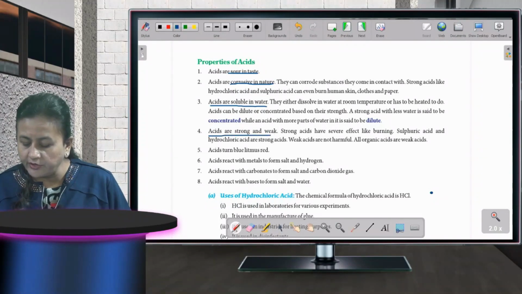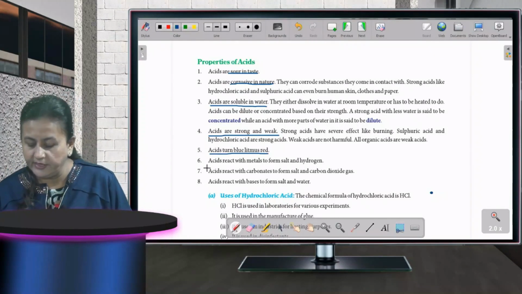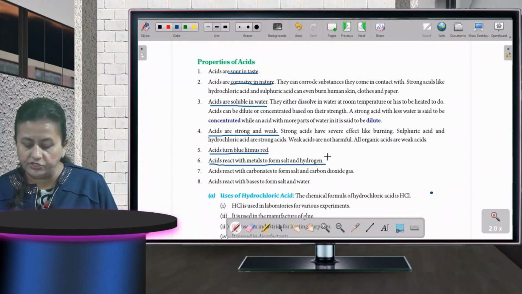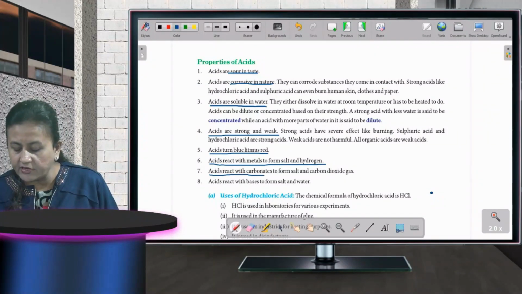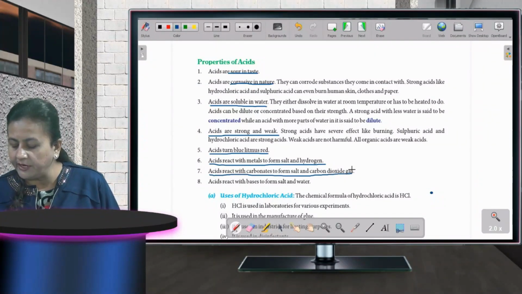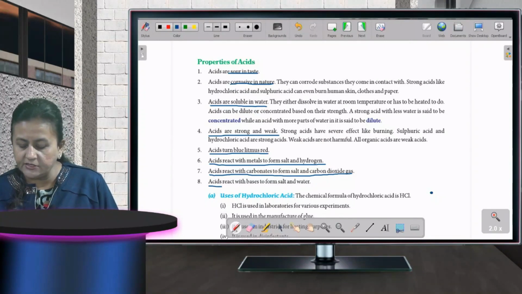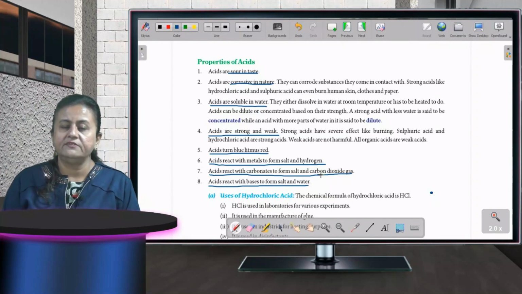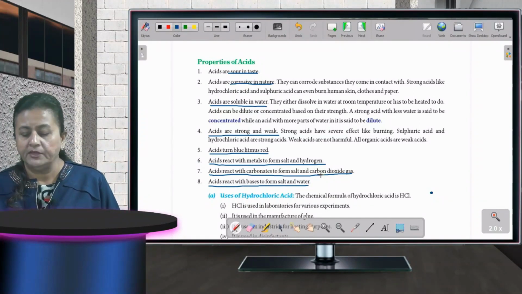Acids are strong and weak. Acids turn blue litmus red. And acid reacts with metals to form salt and hydrogen. Acid reacts with carbonates to form salts and carbon dioxide gas. Acid reacts with bases to form salt and water. So these are the different properties of acids.